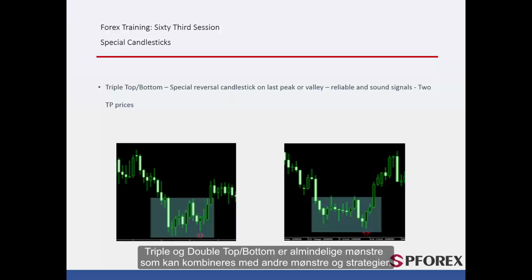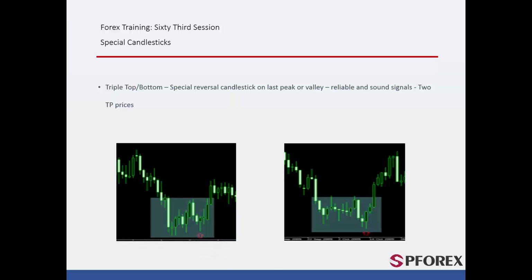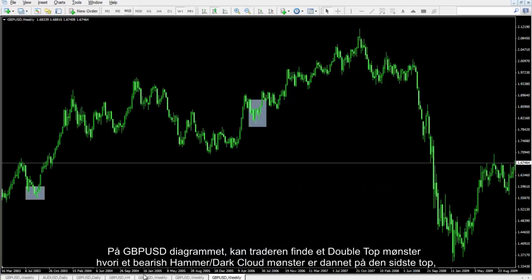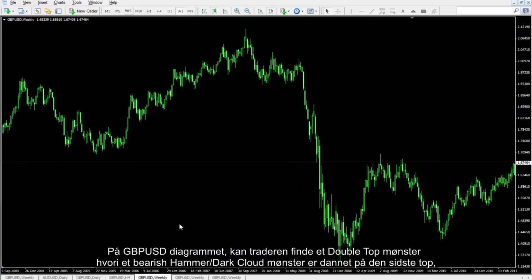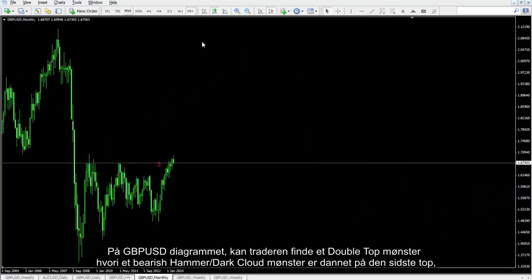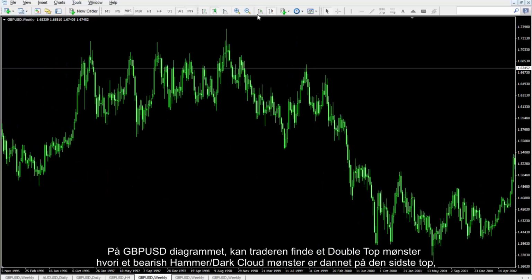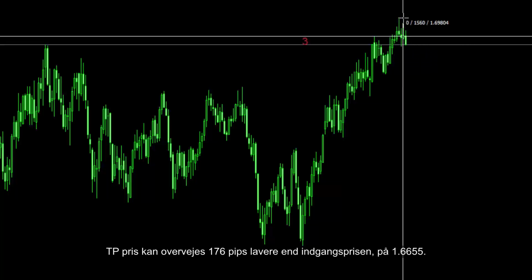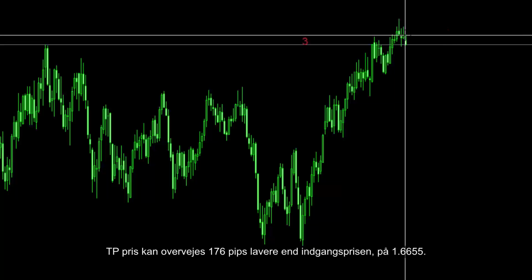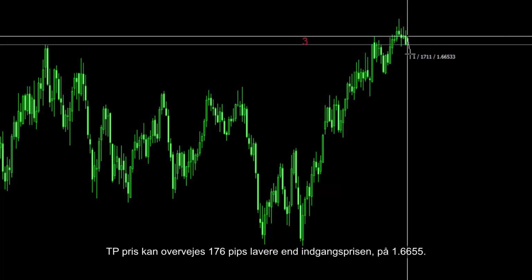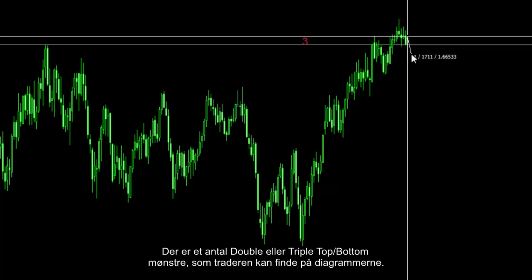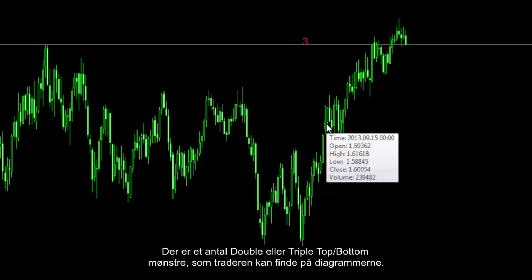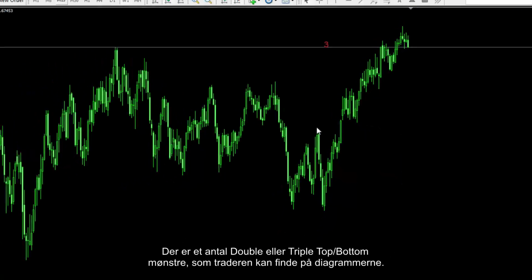Triple and double top or bottom are common patterns which can be combined with other patterns and strategies. On the British pounds against US dollars chart, a trader can detect a double top pattern in which a bearish hammer or dark cloud pattern has formed on the last peak. Thus, a trader could place a sell order under the given candle. TP price can be considered 176 pips lower than entry price on 1.6655. There are numerous double or triple top and bottom patterns a trader can detect on charts.